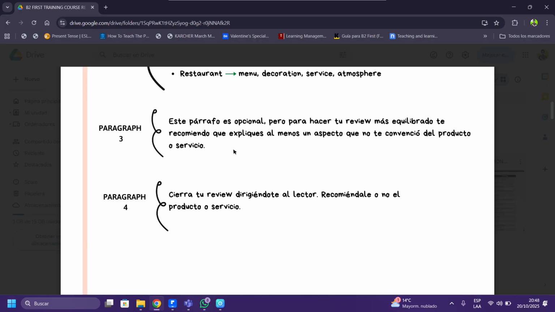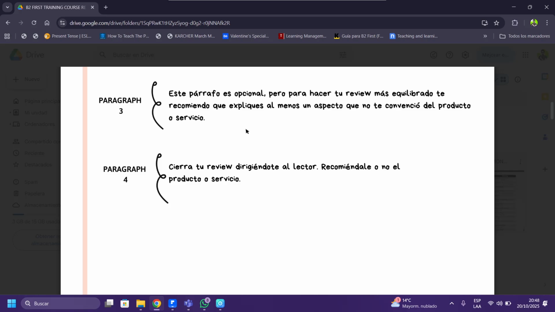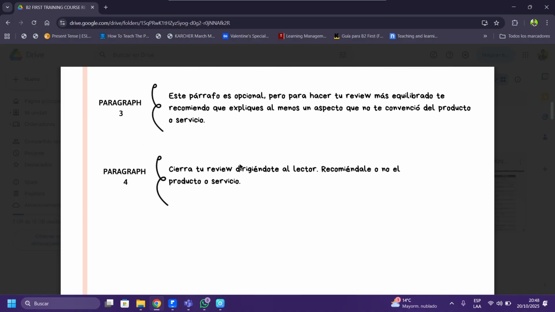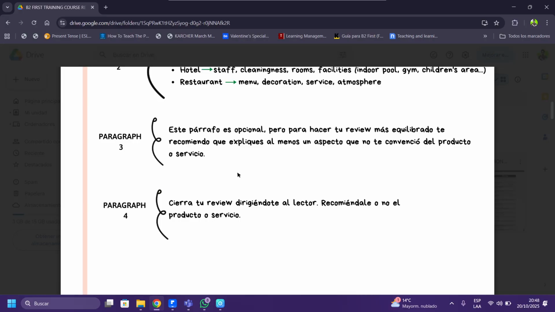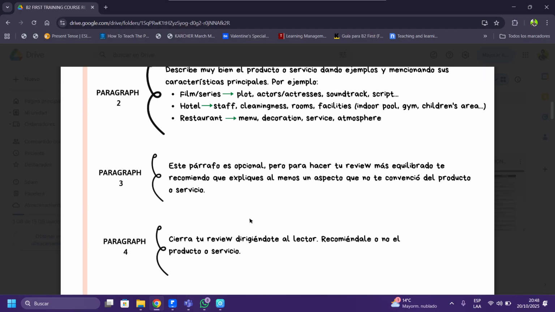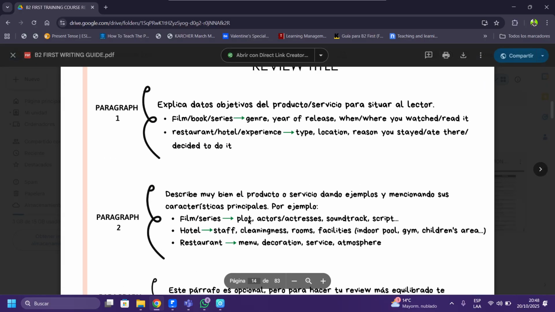And on the third paragraph, it is up to you of course, but you have to make your review a little bit balanced by recommending why it is worthy or not. And on the final paragraph, you have to close your review by making a conclusion, addressing the reader, and recommending whether it is advisable to get the product or the service.